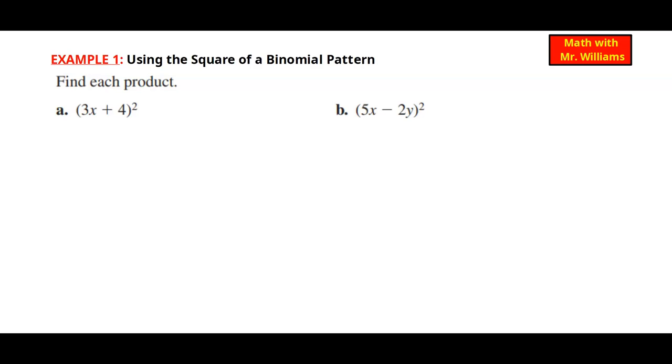All right, Math with Mr. Williams, example one, using the square of a binomial pattern. Find each product. Since we see this binomial is squared, we're going to use the pattern to multiply it out.